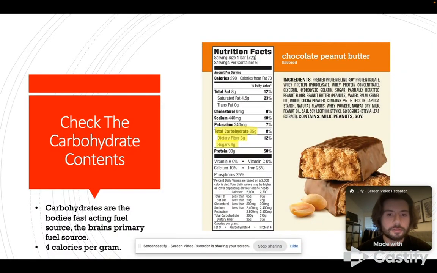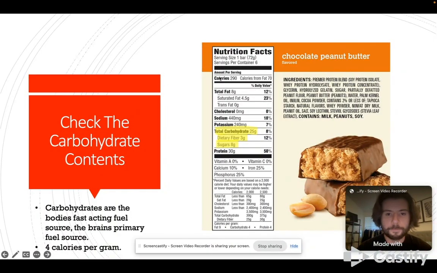And then, right, I mentioned fat has 9 calories per gram. Carbohydrates have 4 calories per gram. So 4 calories per gram of carbohydrates. So we take the 25 grams of carbohydrates, multiply that by 4, we get 100. 100 calories are coming from those 25 grams of carbohydrates.